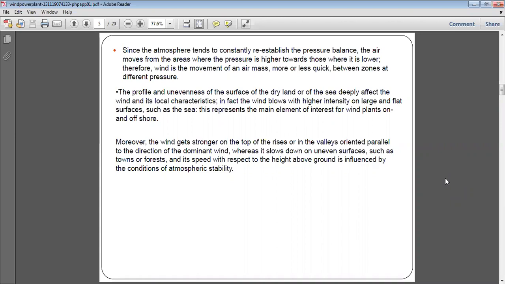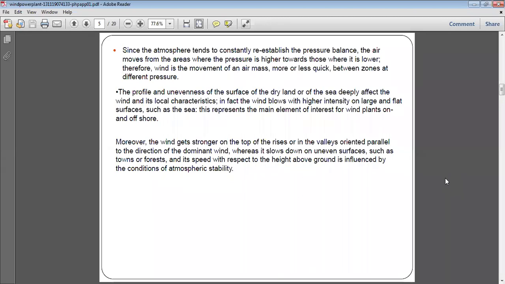The prime reason for this is the large and flat surfaces, where the intensity of wind increases. That is the local characteristic of the wind. Because it is a flat and open area, the intensity of wind increases near the seashore, and that is the major reason for employing wind power plants near offshore beaches.